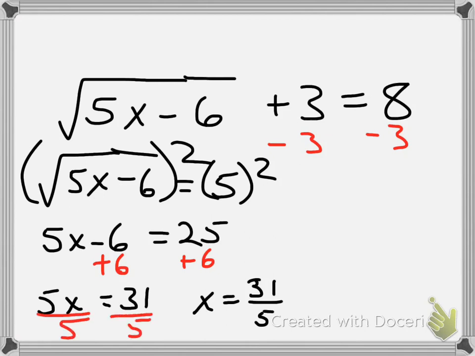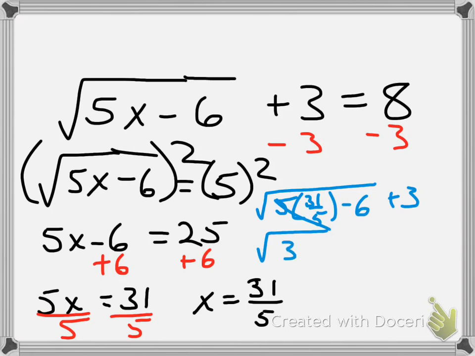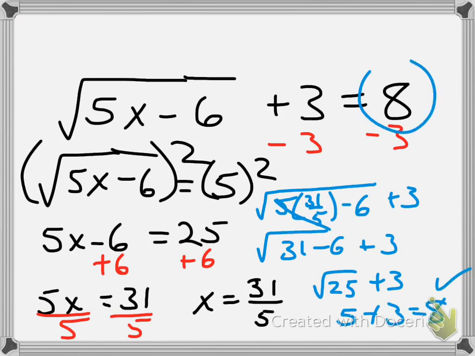Now, as I mentioned before, since I want to make sure I do not have an extraneous solution, I'll take my answer and put it back into the original equation. So I'll start out with the square root of 5 times 31 fifths minus 6, plus 3. My 5's cancel, and I'm left with 31 minus 6. 31 minus 6 becomes 25. So the square root of 25 is 5 and 5 plus 3 does equal 8, which is what I want, so it checks out.